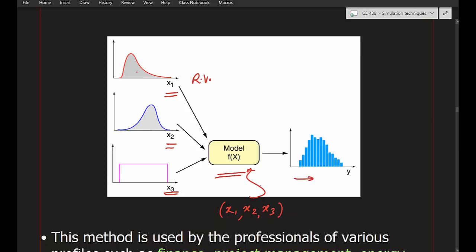Similarly, we can perform this many times. We can have another set of x1, x2, x3, and another set of x1, x2, x3. This means we are doing this for a large number of iterations. So in each case we will have y1, y2, up to yn. These are the possible outcomes we will have. Some of the outcomes may be the same and some may be different. In that case we can plot a histogram, and this histogram will give me the inference about the result.